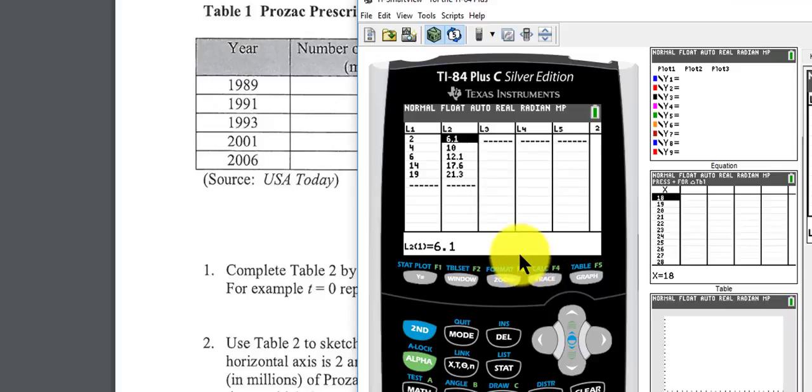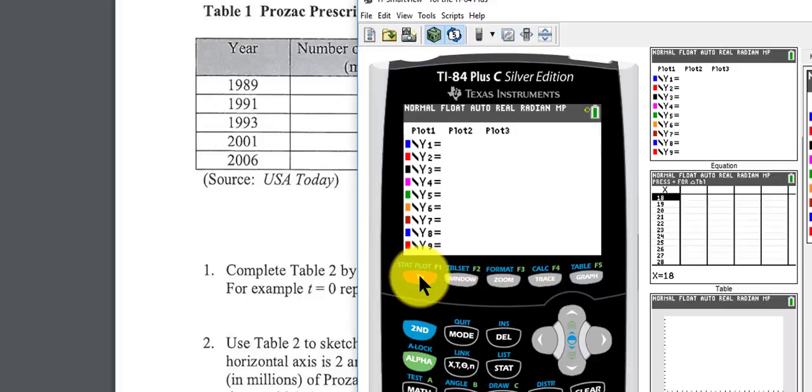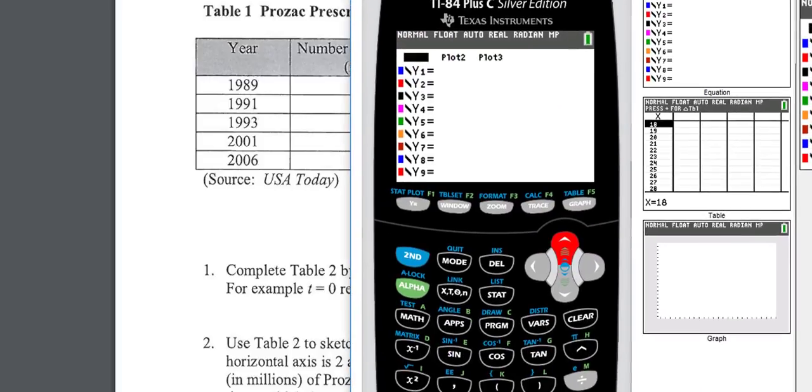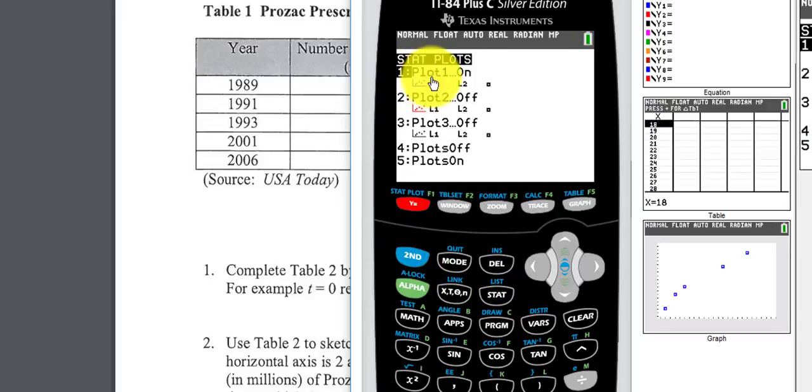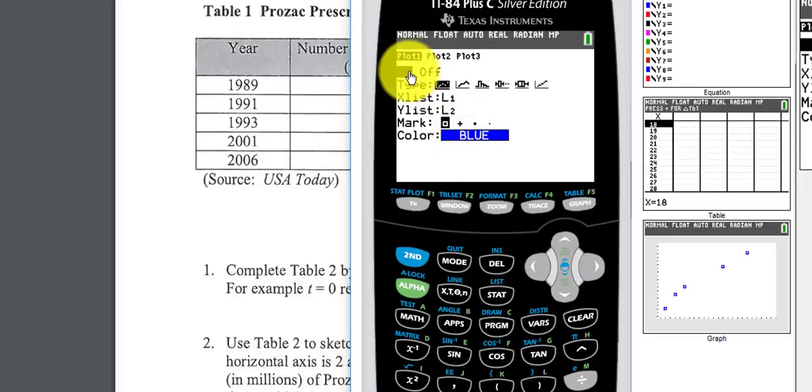Next, I want to press Y equals. And you see how my plot 1 is off? I want to press the up arrow and press enter. And now my plots are on. Another way to turn your plots on would be to press the second and the Y equals key. And you see how it says plots are on, off, off. You can press enter in here and toggle between on and off.